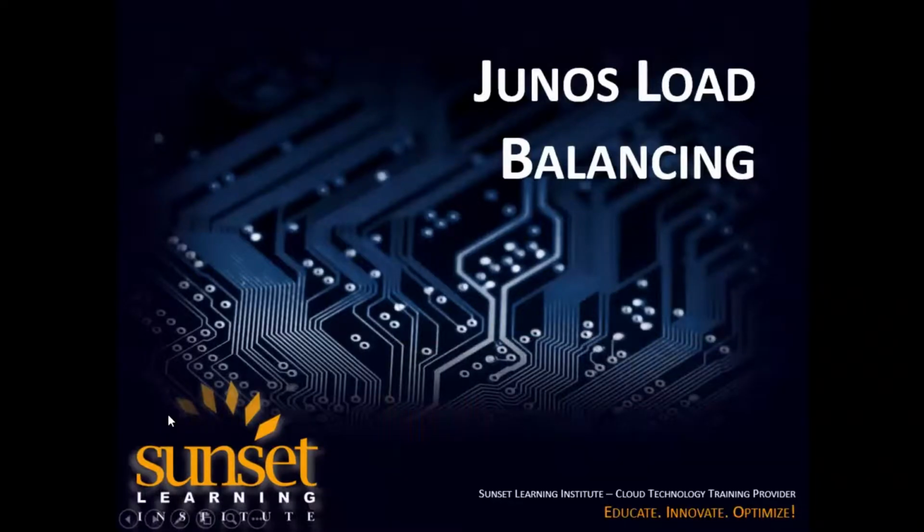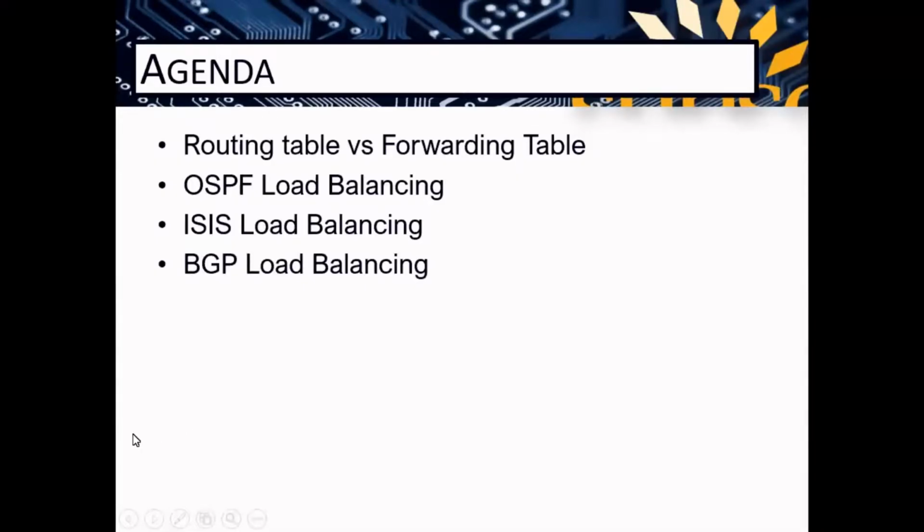So we are now going to talk about Juniper load balancing. Specifically, we're going to talk about OSPF, ISIS, and BGP load balancing. But before we get into the details of how to enable load balancing for these protocols, I want to do a review of the concept of the routing table versus the forwarding table. And I'll explain why I want to talk about this in the context of load balancing.